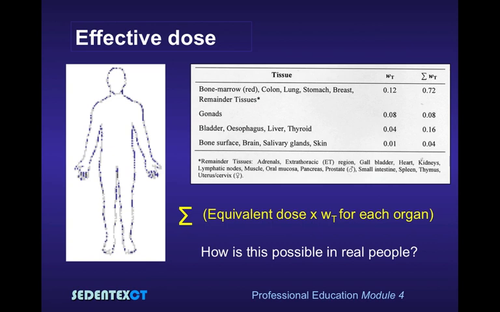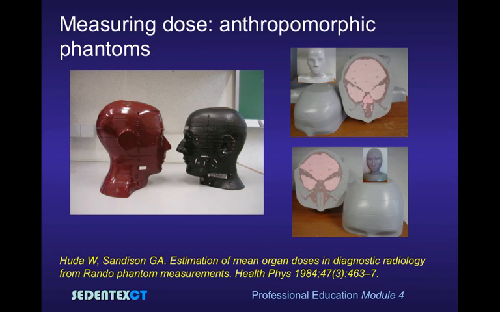But how is this possible to carry out in real people? Clearly, we cannot measure the dose to internal organs in a living patient. And in reality, the answer is we can't do this in real people, and we have to resort to using phantoms, anthropomorphic phantoms, that mimic as closely as possible real patients. Here are some examples of anthropomorphic phantoms. Let's look at these in a little bit more detail.